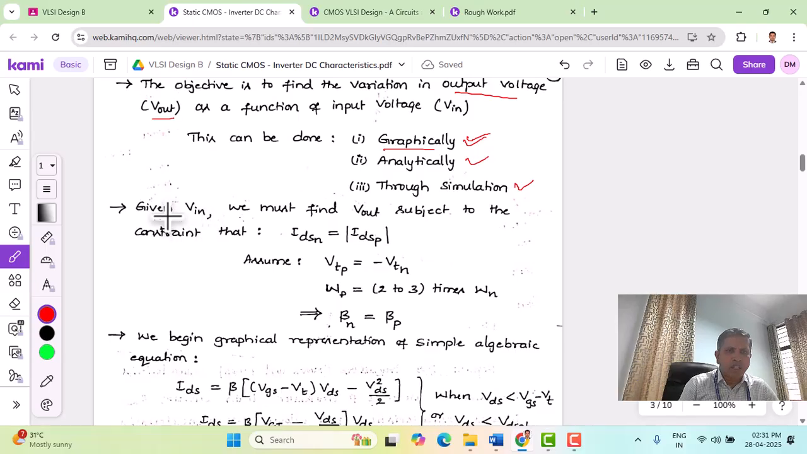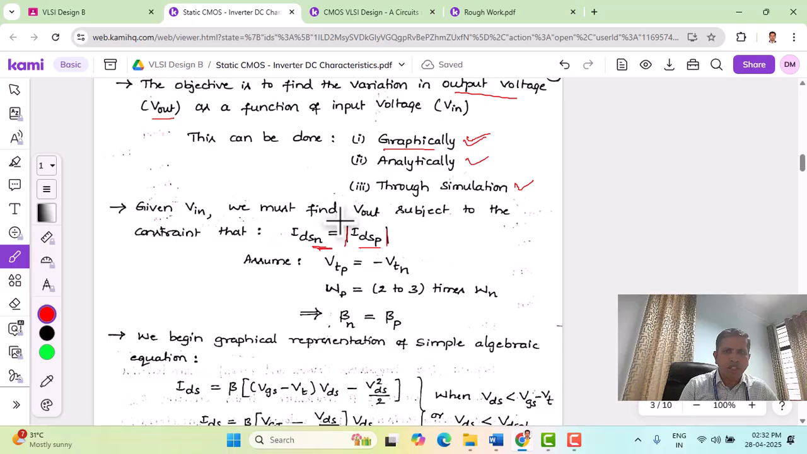Here, given the input voltage Vin, we must find the output voltage, and there are conditions that need to be satisfied. The first condition is that the drain to source current of the NMOS device should be equal to the drain to source current of the PMOS device. Since the PMOS device drain to source current is negative, we include an absolute value here to show it is a positive current.